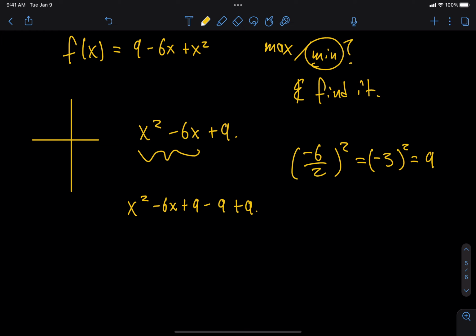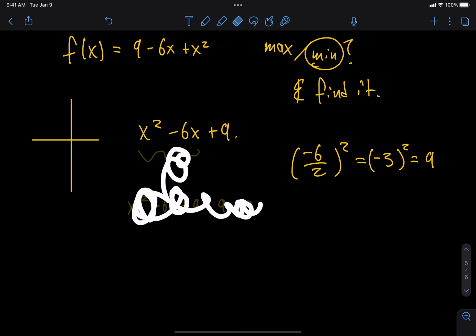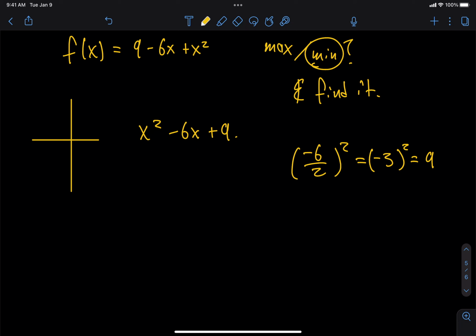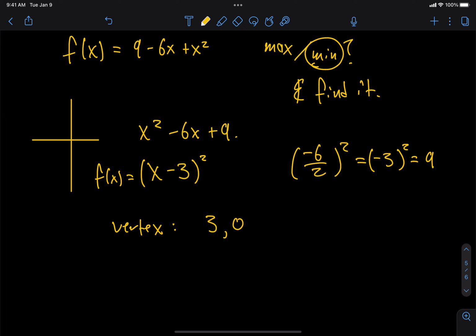It was already factorable, isn't it? What is that? x squared minus 6x plus 9. You don't even need to complete the square, do you? You don't need to, because this is already (x minus 3) squared. Okay, so f of x equals (x minus 3) squared. Where's the vertex? 3, 0. It's at 3, 0.